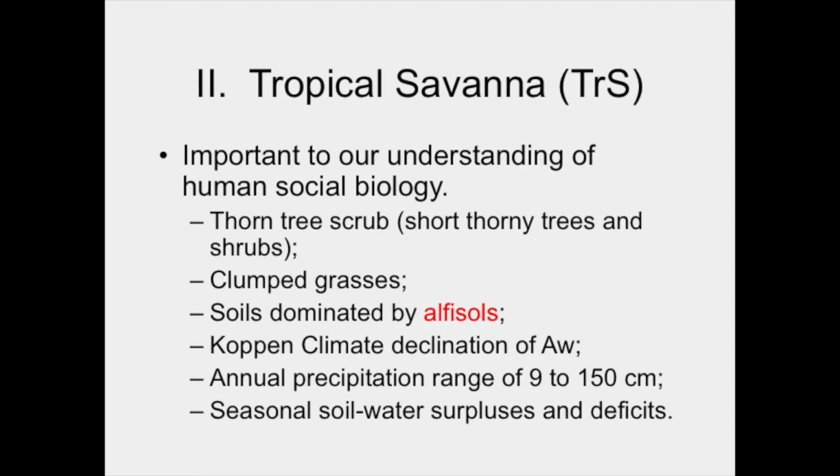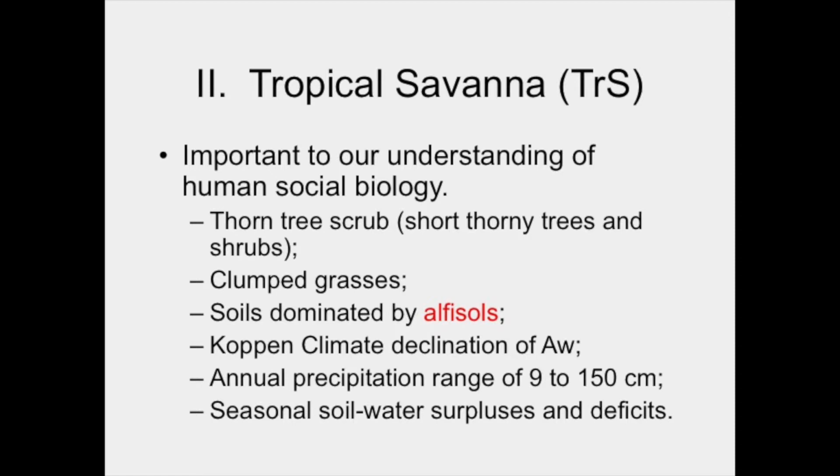The soils in these areas are dominated by alfisols, and they will overlap in a sense with the spatial distribution of climate types known as tropical savanna. So there is a similarity here between the name of our terrestrial biome and our climate type. The Köppen climate system, the designation is capital A, lowercase w. We see annual precipitation ranges of anywhere between 90 and 150 centimeters.